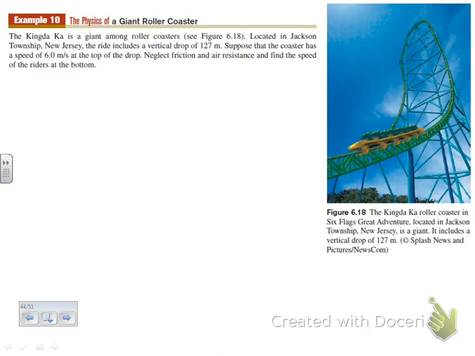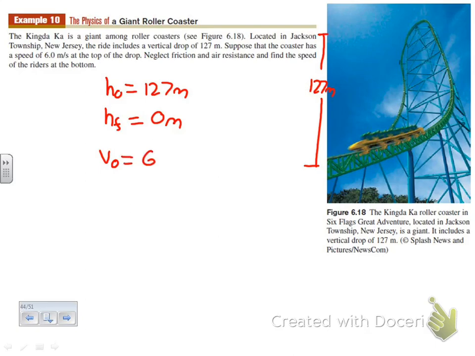So this is telling us that there is a vertical drop of 127 meters. So if we wanted to, we could assume that our initial height is 127 meters. Our final height is 0 meters. They also tell us that the coaster has a speed at the top, so the initial speed is 6.0 meters per second, and we want to find the final speed. Since we're ignoring wind resistance, we're going to assume that the work done by non-conservative forces is 0, because there are no non-conservative forces.